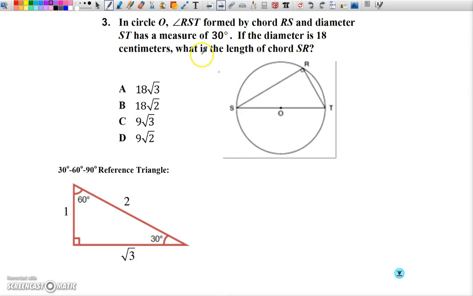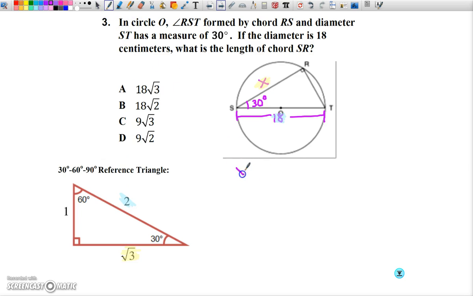All right, now number 3, we have angle RST formed by RS and diameter ST. So RST here has a 30-degree angle, and the diameter, which is here, is 18. And we are looking for SR. So again, we need to match up our sides. So this right here is between the 30 and 90, so it's going to match up with that side there. And then our hypotenuse of 18 matches up with our hypotenuse of 2.